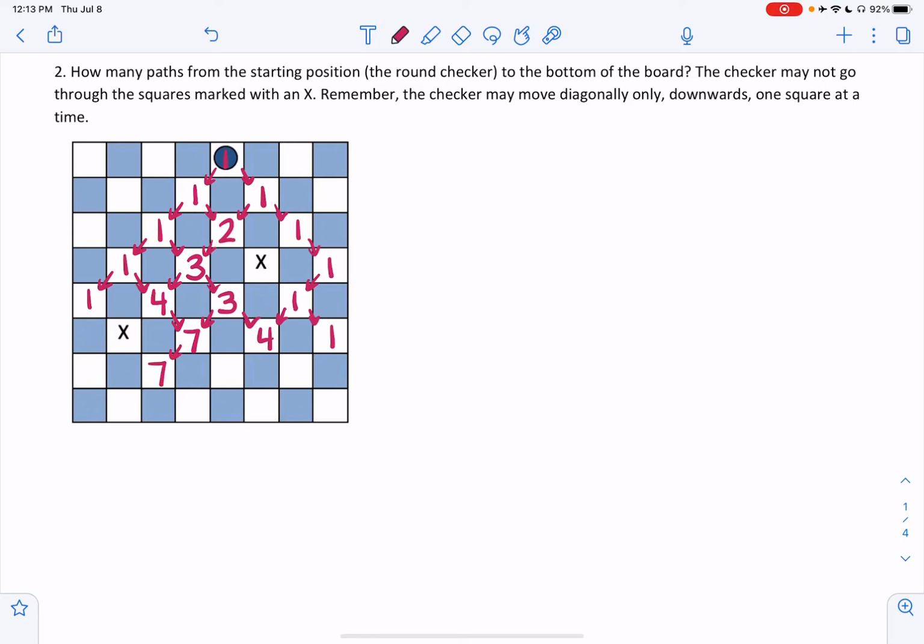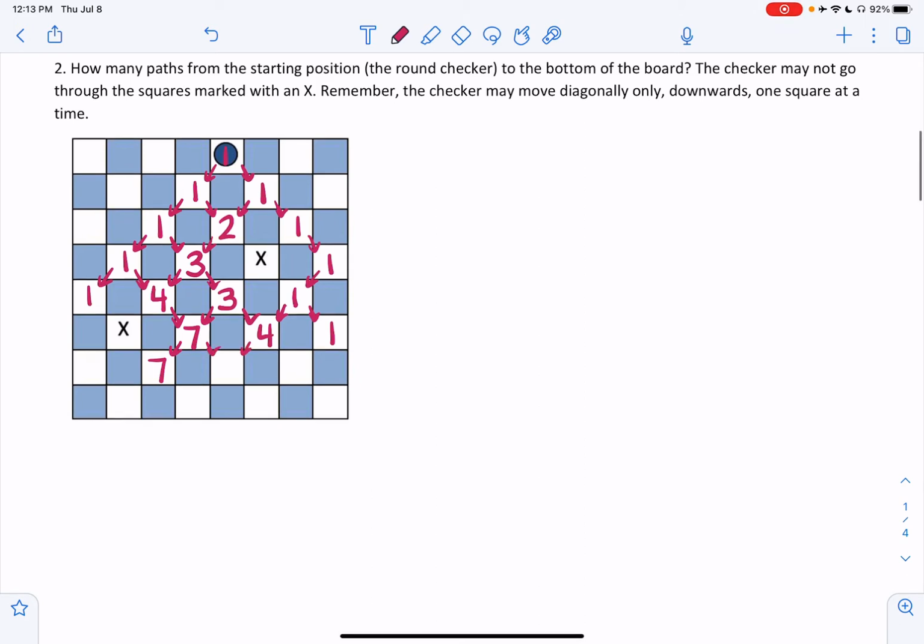Over here is just touching a 7. 7 plus 4 is 11. 4 plus 1 is 5. Final row, only touching 7. 7 plus 11 is 18. 11 plus 5 is 16. And that one's only touching a 5.